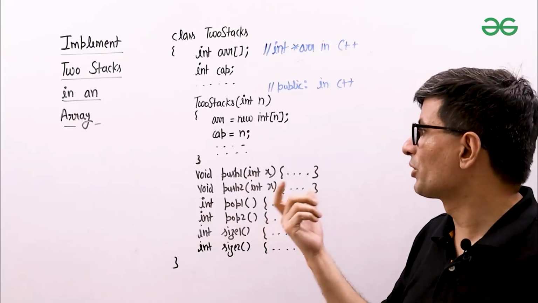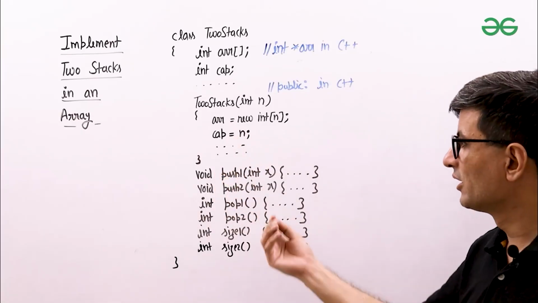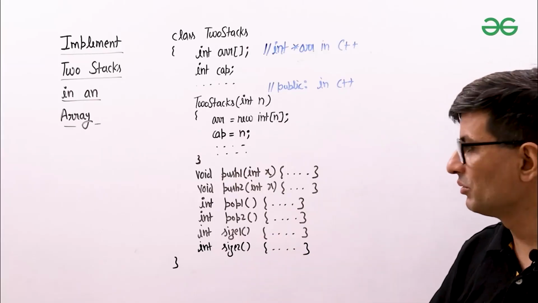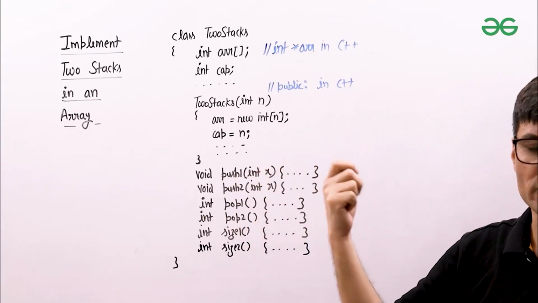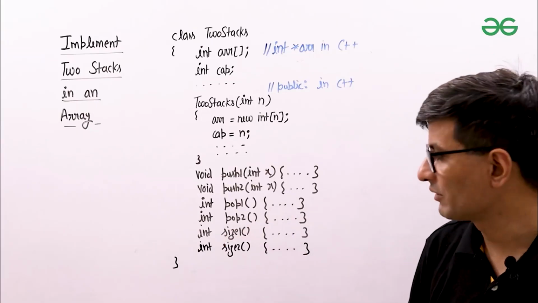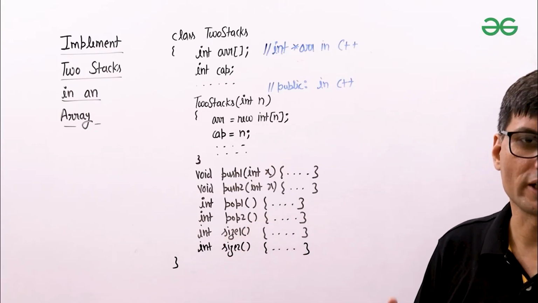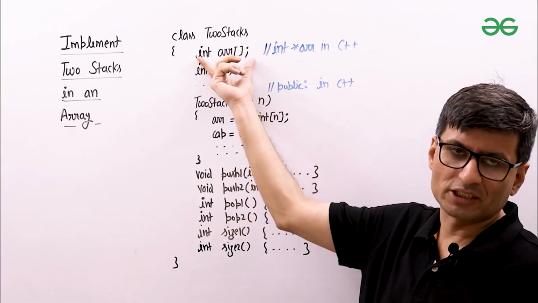So it should support operations like push1, which adds an item to stack 1, push2, which adds an item to stack 2, pop1 to remove an item from stack 1, pop2 to remove an item from stack 2, size1 to tell how many items are currently in stack 1, size2 to tell how many items are currently in stack 2. And we need to implement all these operations using this single array space.